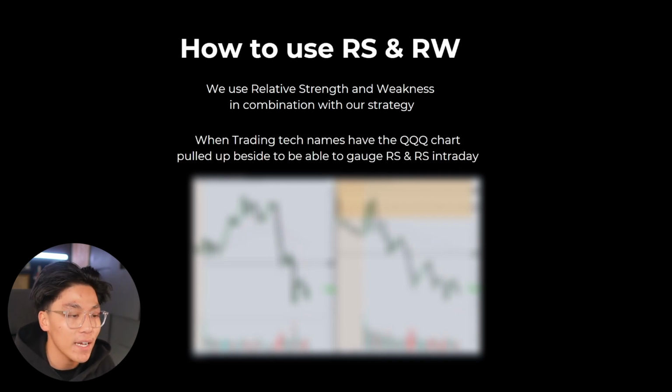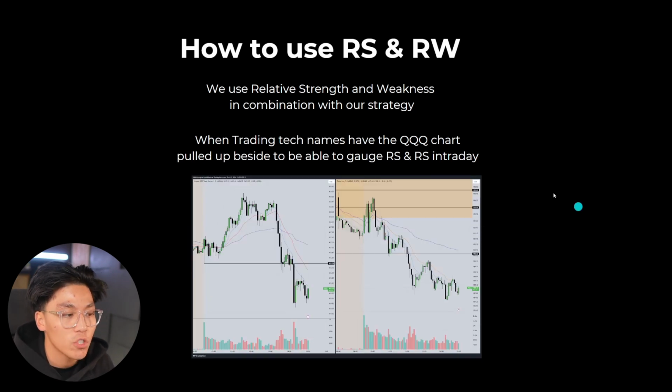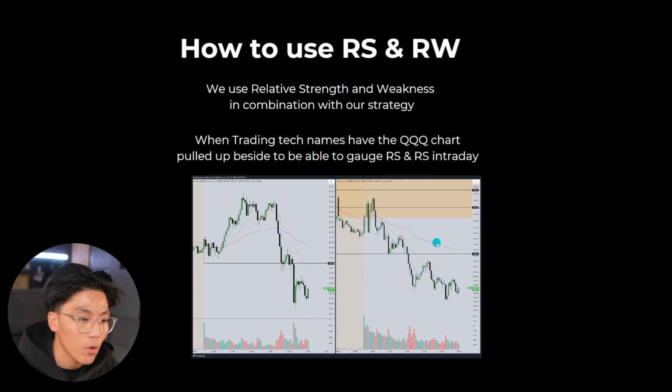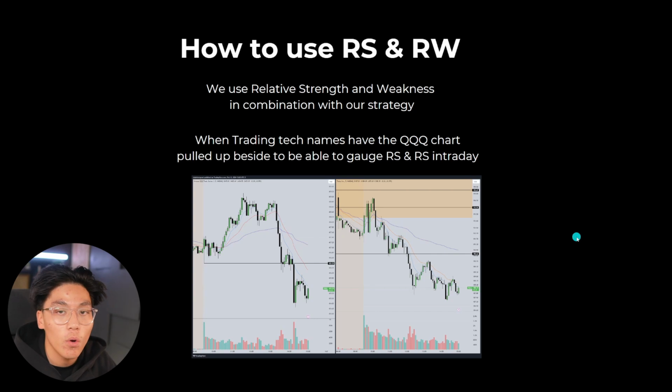When we're trading tech names, we want to have the QQQ chart pulled up right beside the actual stock that we're trading to gauge the relative strength or weakness intraday. Right here, as an example, on the left-hand side we have the QQQ, and on the right-hand side I have Tesla. When we have these two pulled up beside each other, we can look at the charts side by side and gauge whether Tesla is relatively strong or weak intraday compared to the QQQ. This can give us a potential edge in the markets to allow us to identify high probability versus low probability setups. So without further ado, let's get straight into the examples I have for us today.